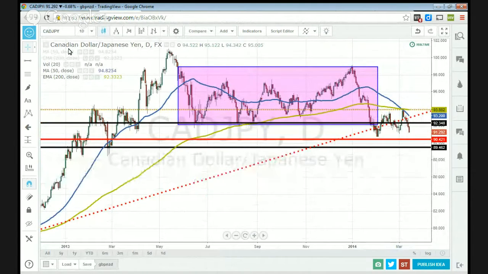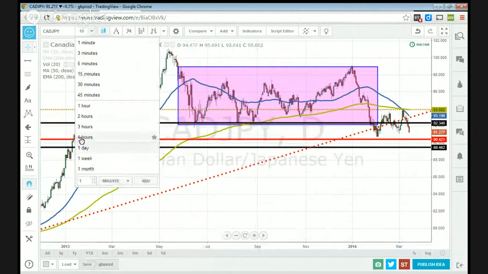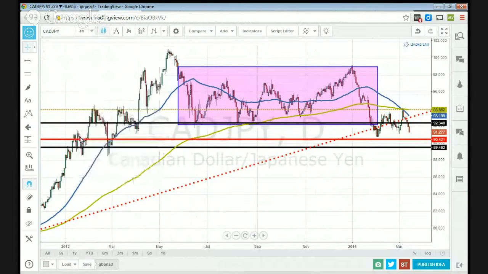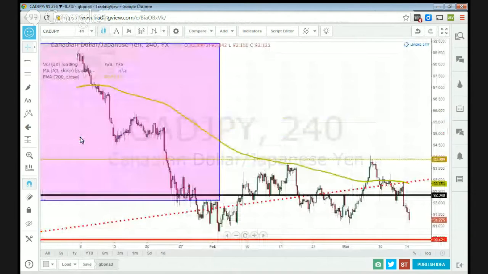This is not really a very good price action. My stop is still here at this red line. Let's take a look at the 4-hour chart if there's anything encouraging there. Nope, not really.